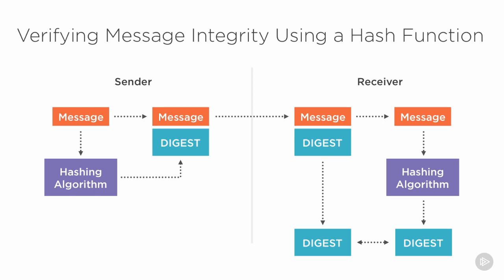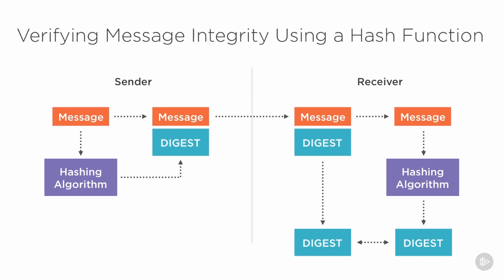We can see that here graphically. The sender takes a message and runs it through a hashing algorithm which generates a digest. The digest is then appended or attached to the message, and the message is sent through this insecure channel to the receiver. When the receiver receives the message with the digest attached to it, they then take the message, run it through the same hashing algorithm to ensure that the digest they get of the received message is the same as the digest sent by the sender.